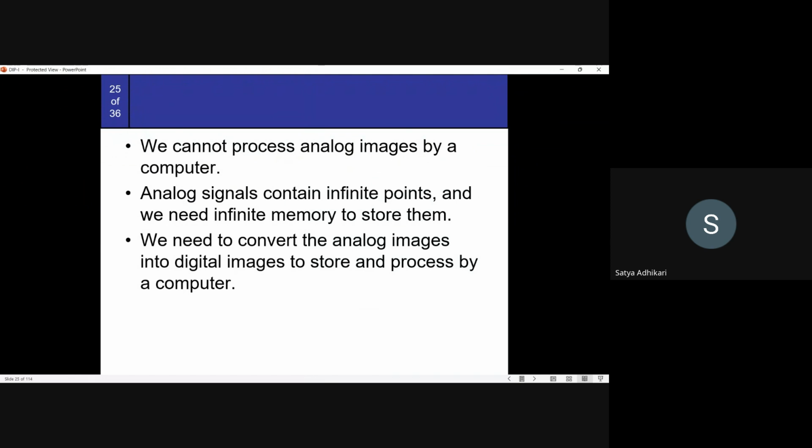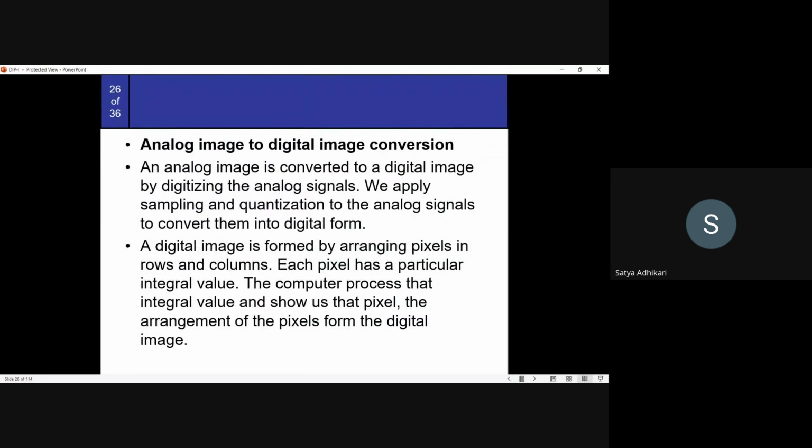So we need to convert the analog image into a digital image to store and process it by a computer. The analog image is converted into a digital image by digitizing the analog signal. We apply sampling and quantization to the analog signal to convert it into digital form. So we need two methods, and we'll discuss them on the next slide.